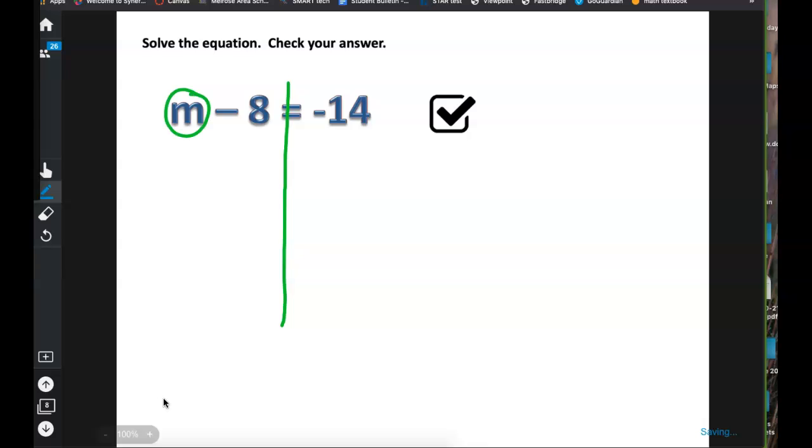How do I get rid of the minus 8? Plus 8. So I'm going to write a plus 8 on each side. Okay, on the left-hand side, I just have the m.